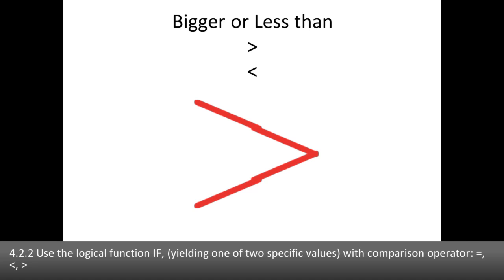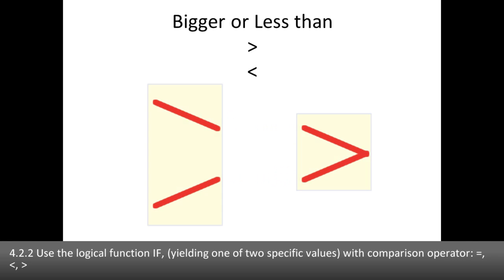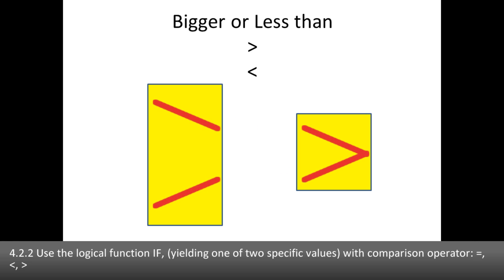So let's look at bigger than. So bigger than, two words. If we split the symbol into two parts, you can see that one side is bigger than the other. And so this symbol is the bigger than symbol. If you turn it around, then the yellow rectangles will be the other way around, and you'd have the one on the left being less than the one on the right.